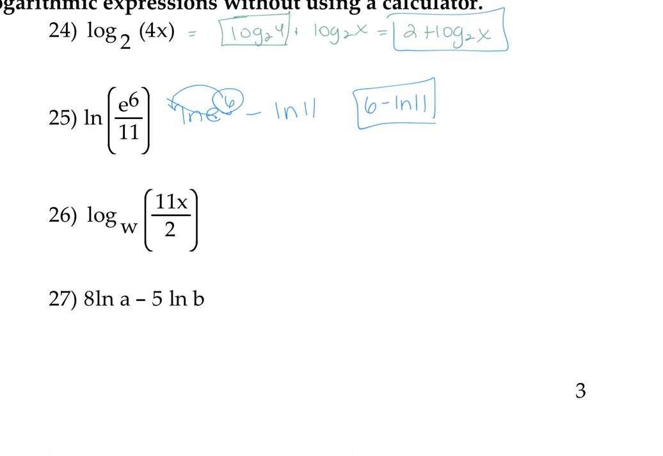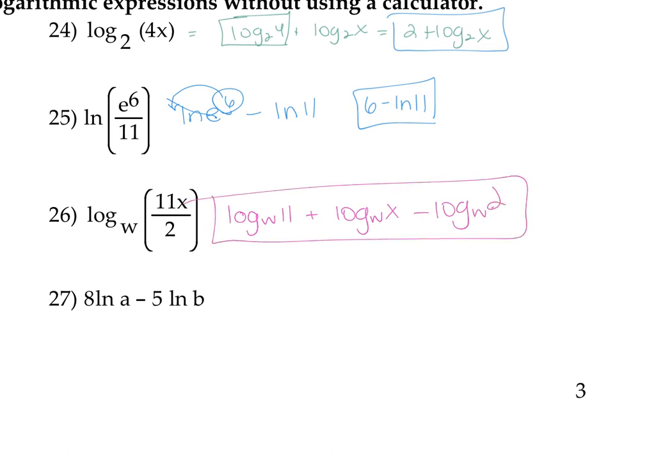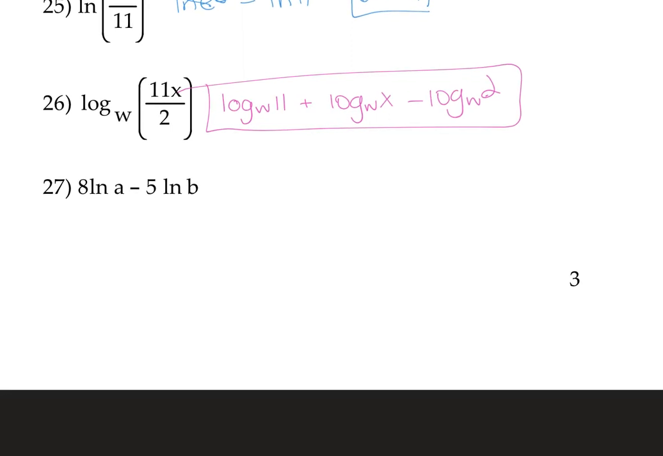26, I've got a product and a quotient, so log w of 11 plus log w of x minus log w of 2. And that one can't be reduced, so it stays that way. This time we're condensing, so the numbers in the front become the exponent. This would be ln of a to the 8th minus, this becomes the exponent, ln of b to the 5th. And then because it's a minus, it becomes division. Ln of a to the 8th over b to the 5th.